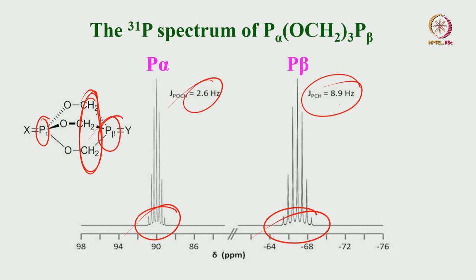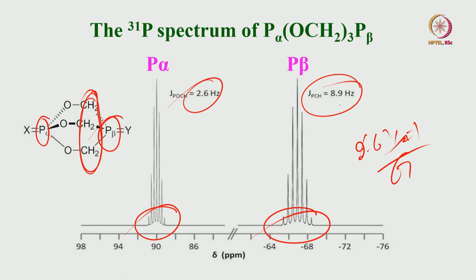And very easily you can say why it is a 7 line pattern, because all the CH2 protons are equivalent, 2 into 6 into half plus 1, you get a 7 line pattern. It is a septet pattern, like what we saw in the previous example for CF3, which we got as a septet. Exactly, we are getting a 7 line septet pattern, and for 2 phosphorus, 2 septets are there, and the couplings are different, so the septet separations are different.